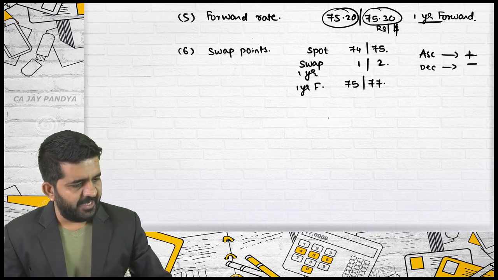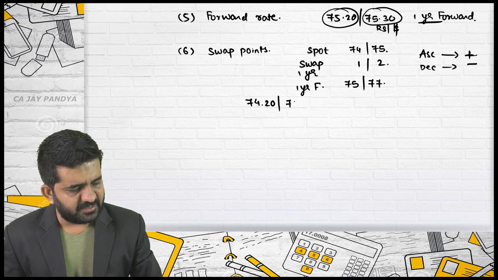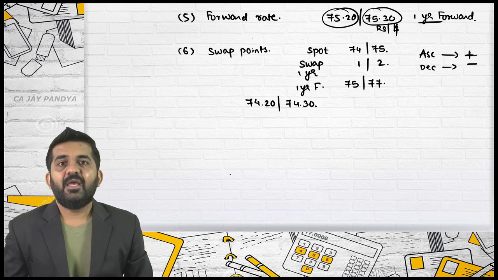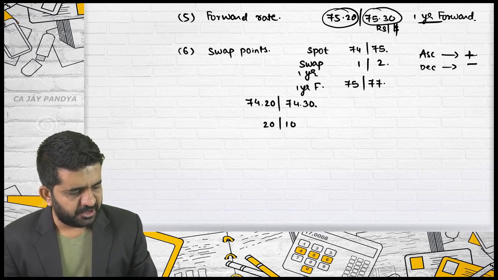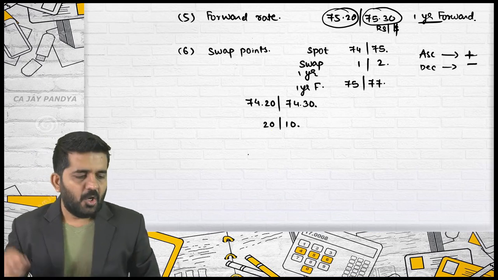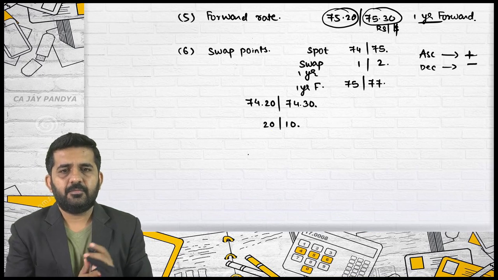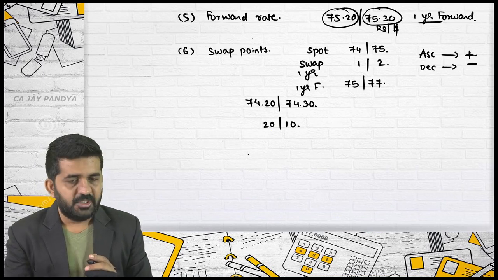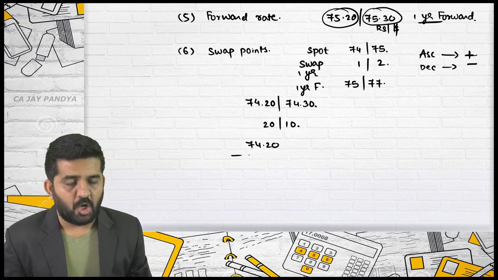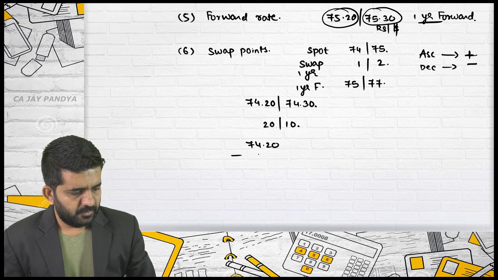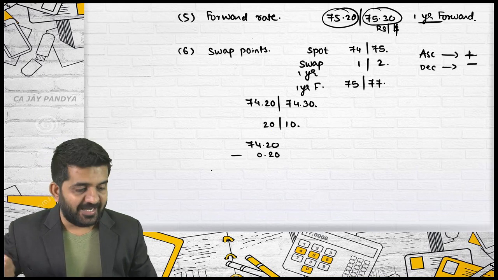Yes, Mehak, you need to be online. You need to tell me if the rate is 74.20 and 74.30 and the swap points given are 20/10. Is it alright? What will you do? You will add or subtract first. It's in descending order, so we will subtract it. From where will you subtract? Can you tell me? 74.20 minus what? From the units place, 74.20 minus 0.20. Minus 0.20. You will not directly subtract 20.